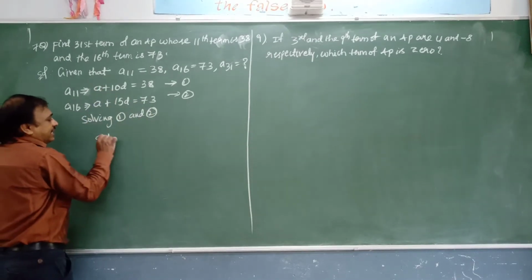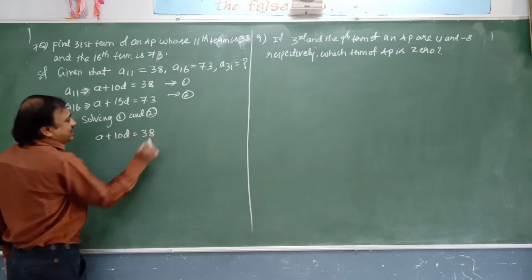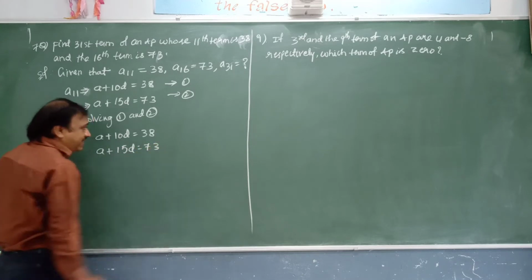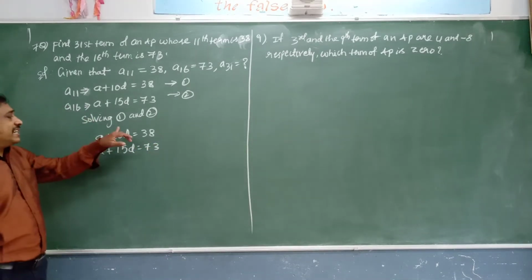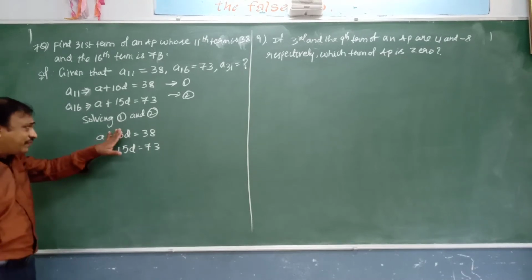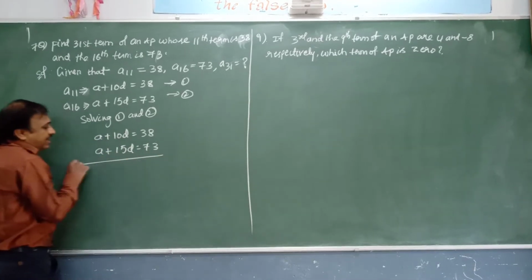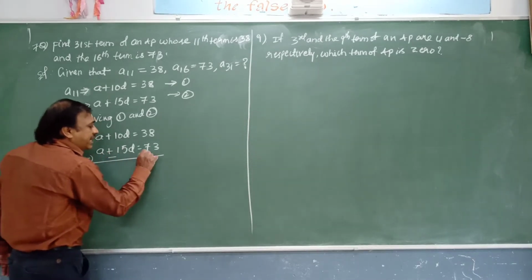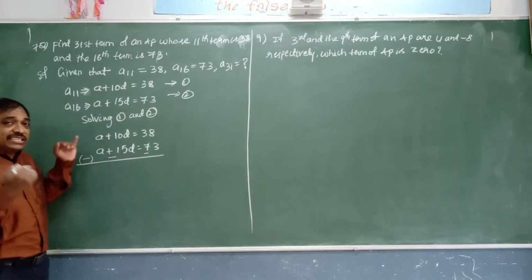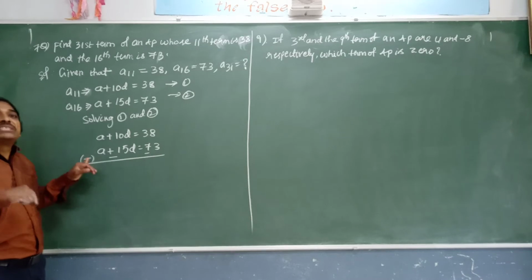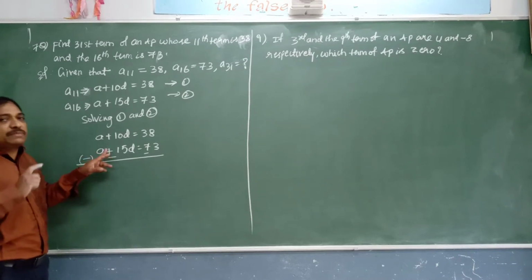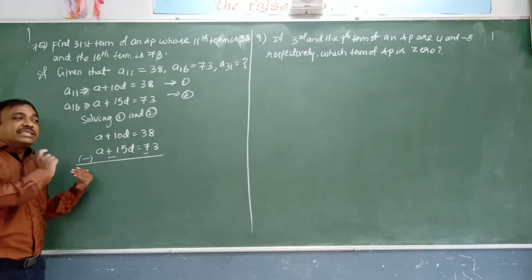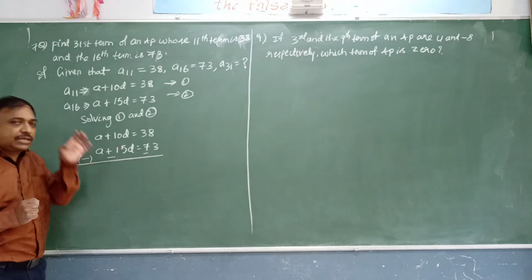Solving the equation A plus 10D is equal to 38. The second equation, A plus 15D is equal to 73. You observe it. I am subtracting the second equation from the first equation. Subtraction means minus. When you are subtracting, you need to change the signs for the lower equation for all the terms without leaving a single term.